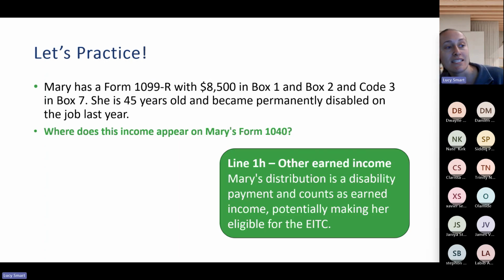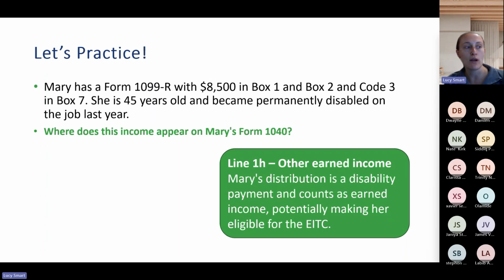Her distribution is a disability payment and counts as earned income, potentially making her eligible for the earned income tax credit. If she was 70 years old and already at the age of retirement for her plan, it would just appear as retirement income on the 1040. But in this case, because of her age, it will appear as other earned income because it's a disability distribution.